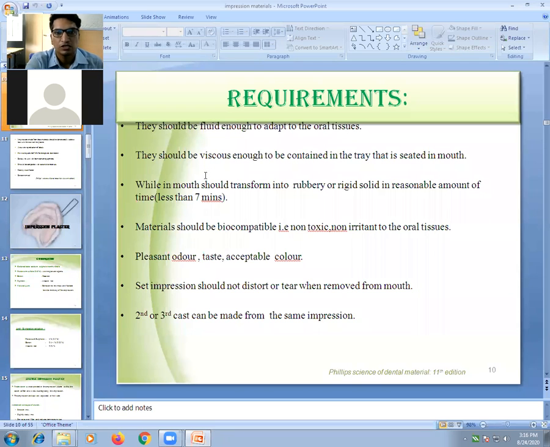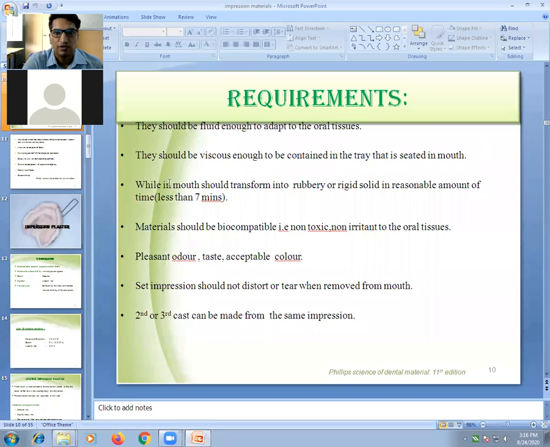Okay. They should be viscous enough to contain in a tray that is seated in the mouth. As I first said, it should be fluid enough, but it should also be viscous enough so that it remains in a tray. Fluid means it should not be watery. It should be like a gelatinous type, so then we can put that impression material on a tray and put that tray into the patient's mouth.